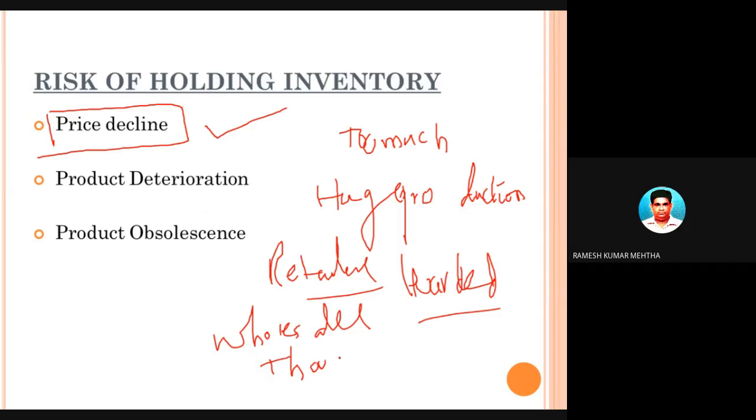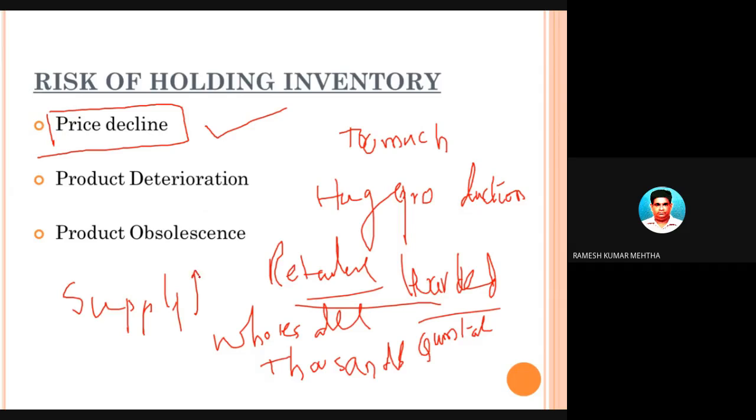thousands of quintals in the anticipation that the price will shoot up. But on the contrary, what happened was, as there was a bumper crop and a bumper production, there was a huge supply of sugar in the market. The prices fell down.